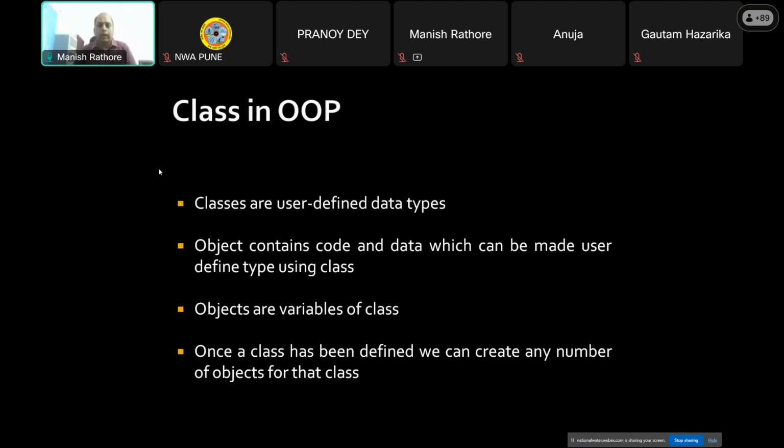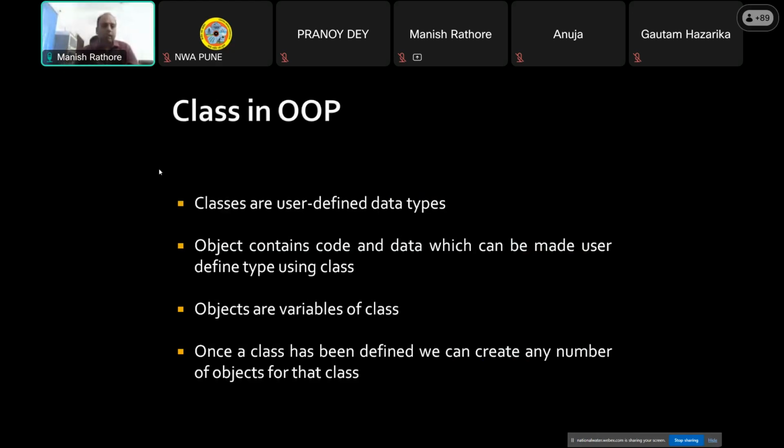Object contains code and data which can be made user type in classes. Okay, object के अंदर आपका code और data है, functions will remain same. However, जो object बन जाते हैं उसमें आपका variable आप change कर सकते हैं based on the requirement. Like for Maruti 800, the CC value will be 800. For Swift Desire, the CC value will be 1200, like that.